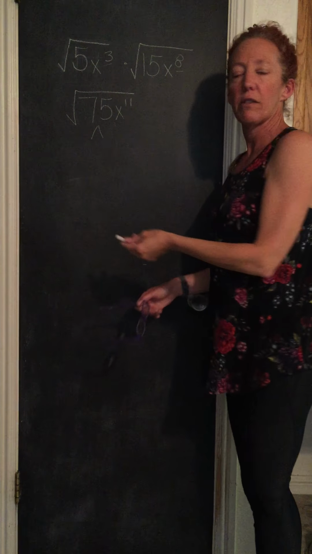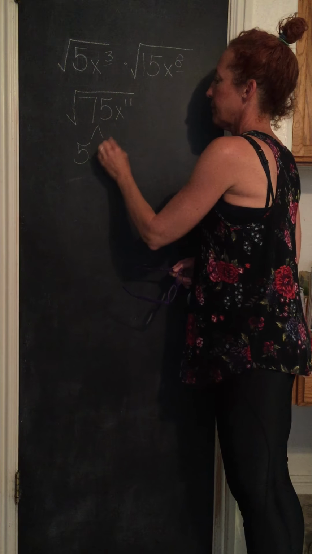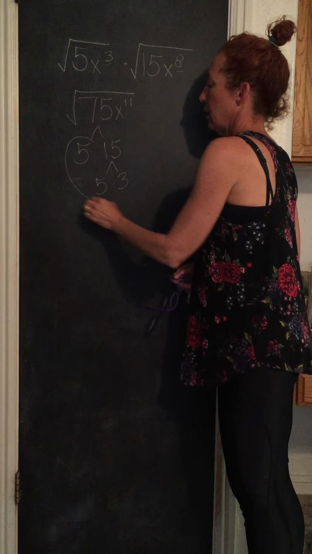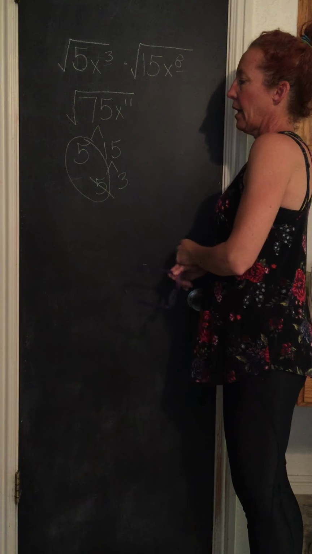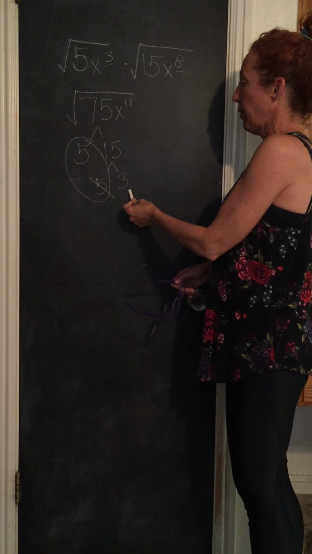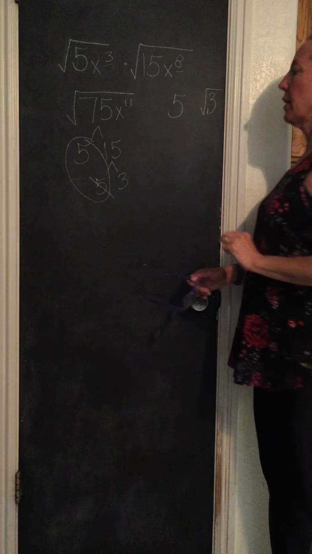75, you can write down 25 times 3. I already know it's 5 times 15. 15 breaks down to 5 and 3. Circle your pairs. One guy cancels. That 5 comes out. That 3 stays underneath. So 5 is out. The 3 is under.